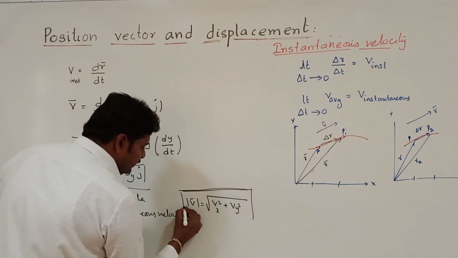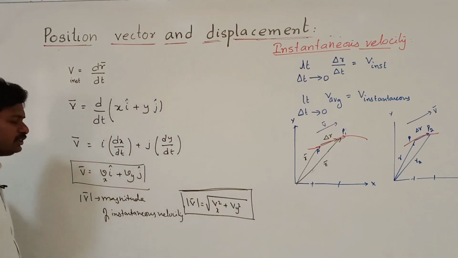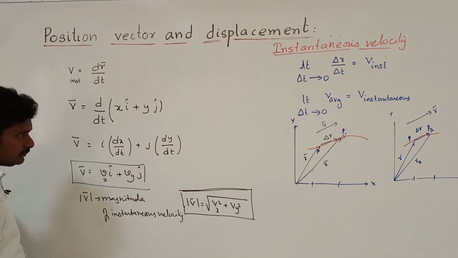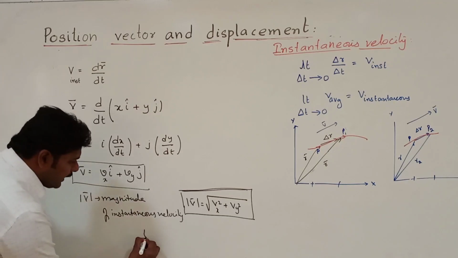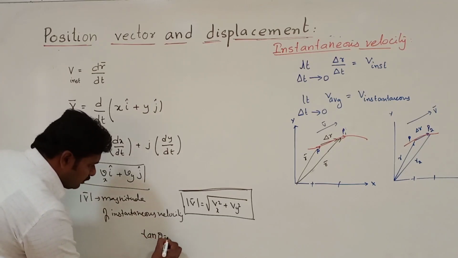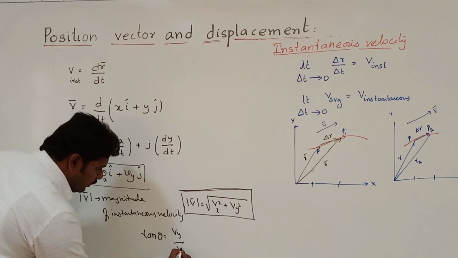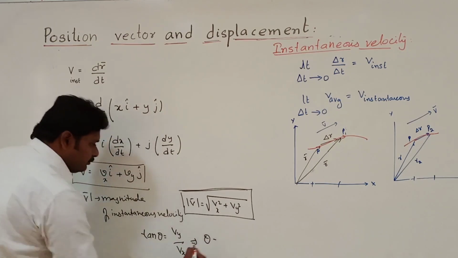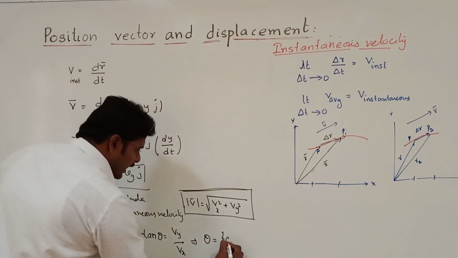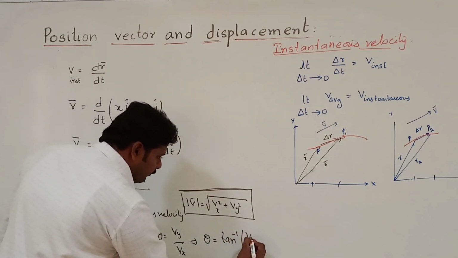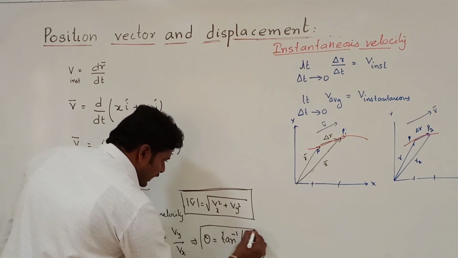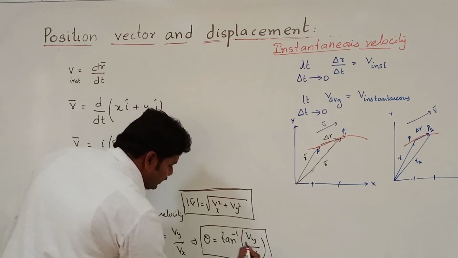How to mention the direction of instantaneous velocity? I will also represent it with a diagrammatic representation. Tan theta is equal to Vy by Vx, and if you want to find the angle from the x-axis, theta is tan inverse of Vy by Vx. So this is the direction of the tangential velocity.